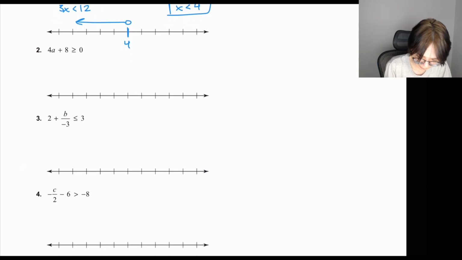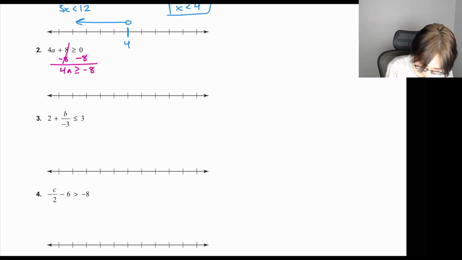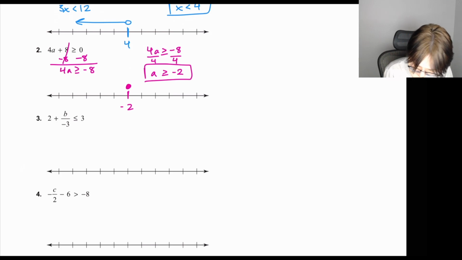Next one, 4a plus 8 greater than or equal to 0. I'm going to subtract 8 from both sides, addition, subtraction first. 4a greater than or equal to negative 8. Then I'm going to divide both sides by 4 to get a is greater than or equal to negative 2. Mark negative 2 right here. Closed circle because it can be equal to, and greater than negative 2.